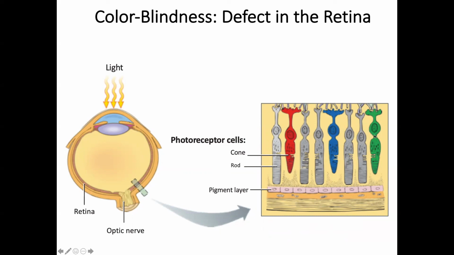When the cones have all the various pigments called photopigments, your eyes see all possible colors. But if there's a problem with the pigment, you won't see colors the way you should. This is called a color deficiency or color blindness.